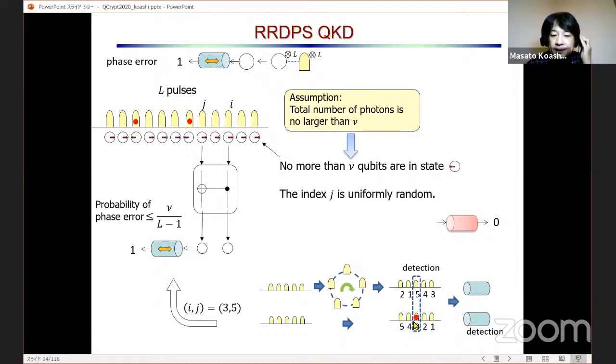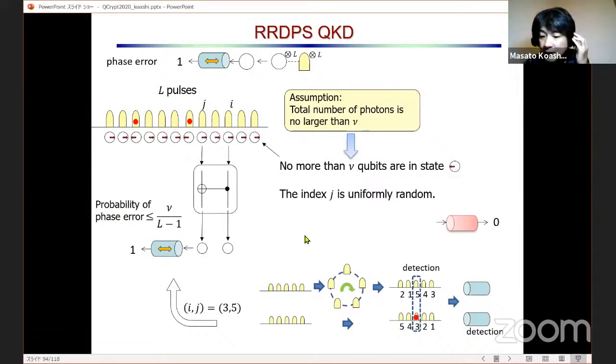So if Bob detects a photon in this path, this means that this number 5 is just determined from this random circulation. So nothing to do with the input light. So this number 5 is uniformly random over L-1 values, except 3. And because the minus state is limited here, and this index J is chosen uniformly randomly, the chance of this state being the minus state is actually L nu over L-1. So this is small. So the probability of phase error is small.